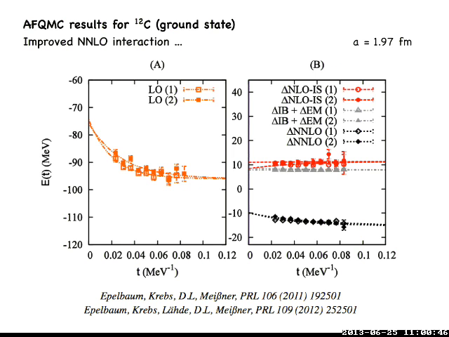So you can see that we can do something like 1, 2, 3, 4, 5, 6, 7, 8, 9, 10 steps. After that, we are killed by the sign problem. So this is the limit that we have at this point.